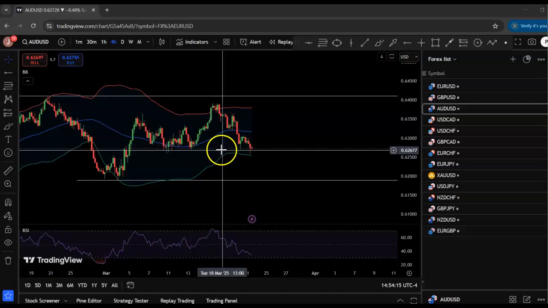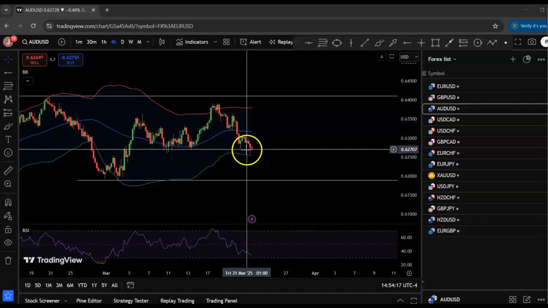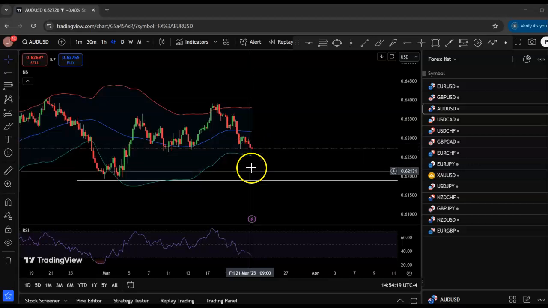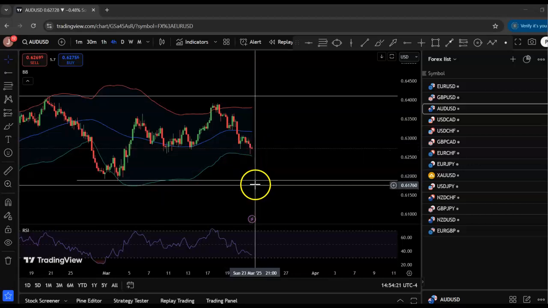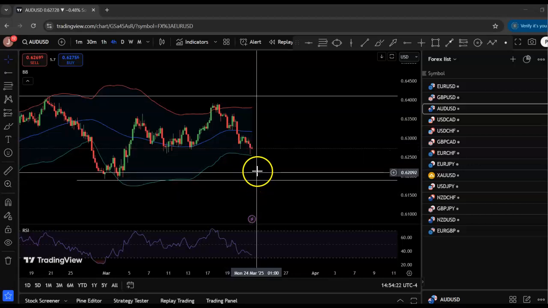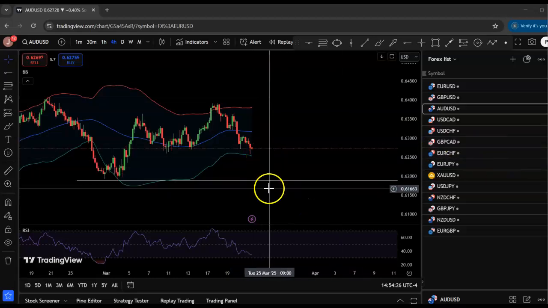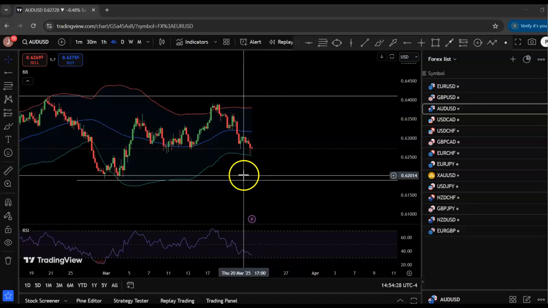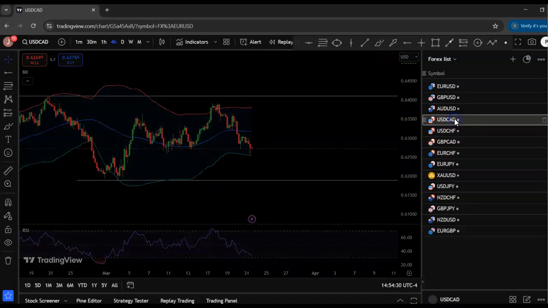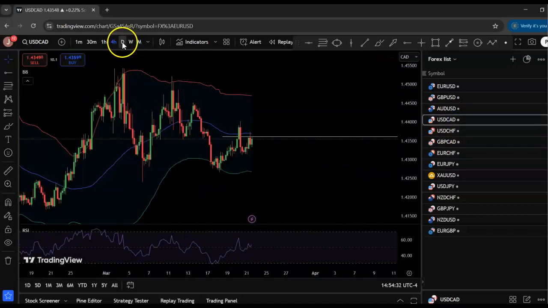To be honest, I don't like to go right in the middle of the Bollinger Bands. I like to go when it extends over the Bollinger Bands, and then when it starts going back in again. So we'll see how this develops. Also looks like for the middle of the week, USD CAD real quick.